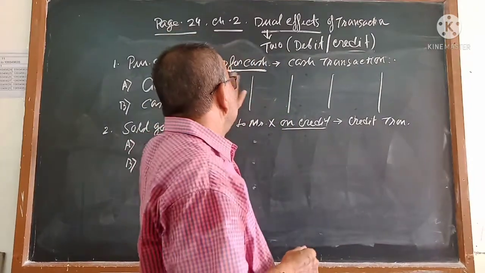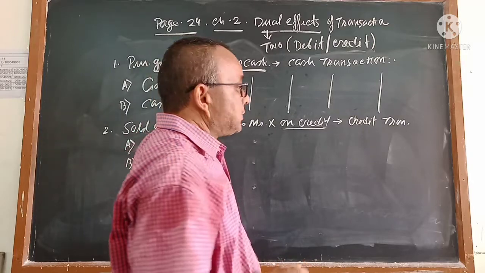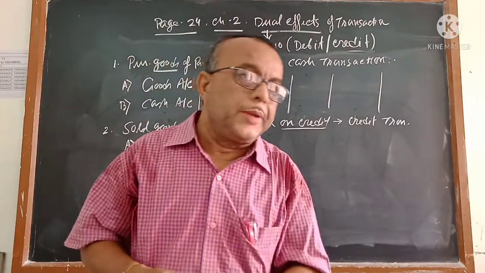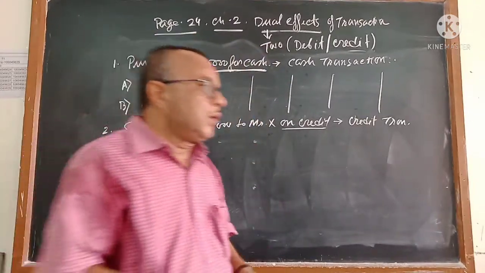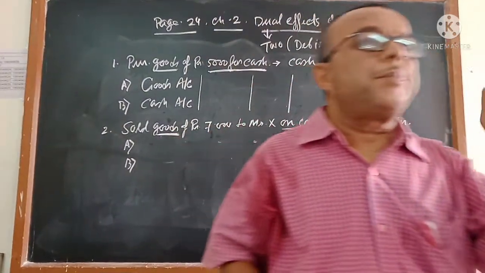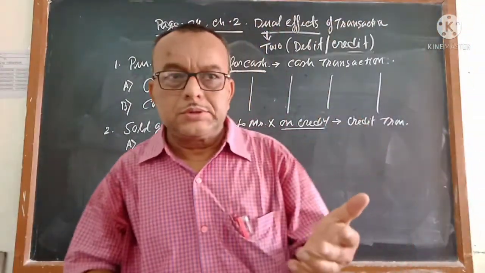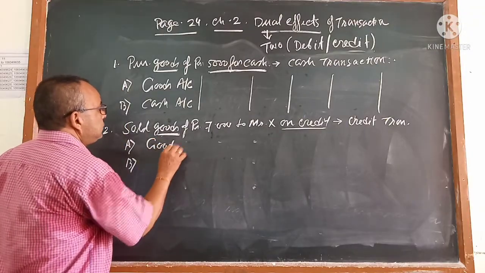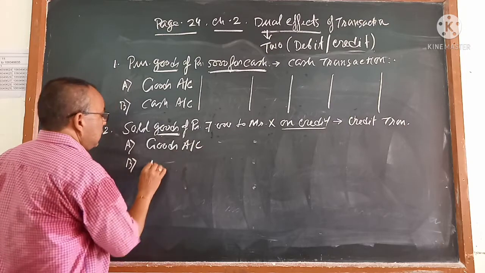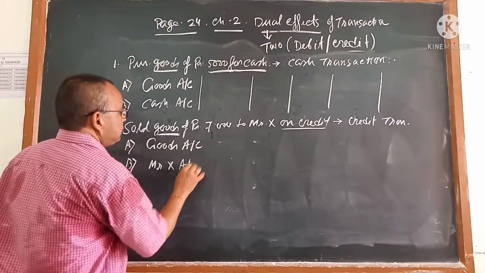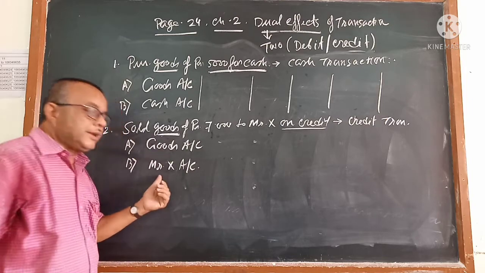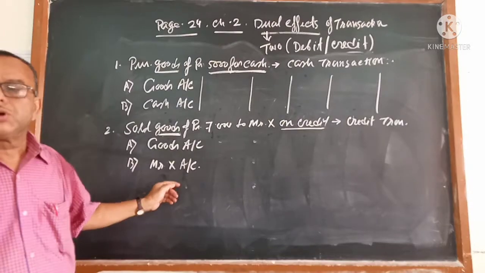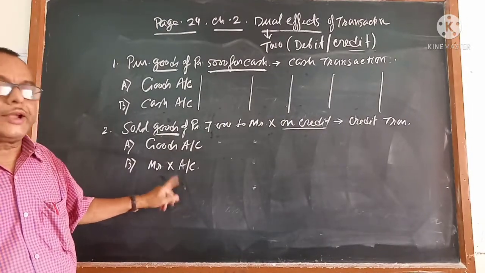So not everywhere, like in the previous transaction of goods and cash, will you get the two things exchanged. Sometimes, if it is a credit transaction, you will find that out of the two effects, one will be the party's name. Here, one is called the goods account and the other is the Mr. X account. Why? Because it is a credit transaction, the money has not been received. As the money has not been received, we write the Mr. X account. We will get money from Mr. X.